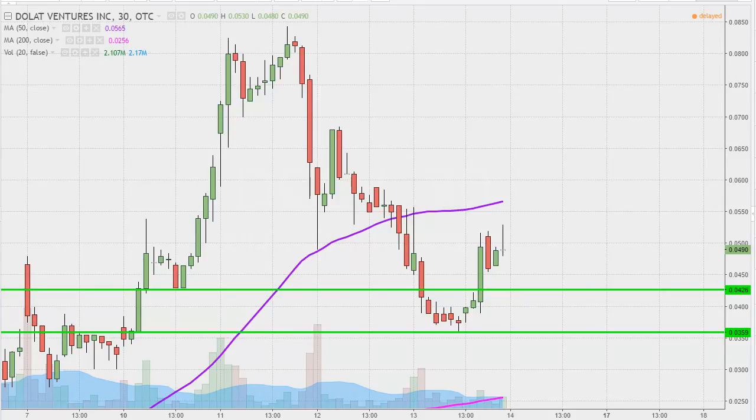No doubt about it, though. Very nice day. Started off rough. Like I said, apparently the Bulls were in the mood to play some games with the Bears today. So we'll see if the Bulls can build upon this late day price movement next week or not.